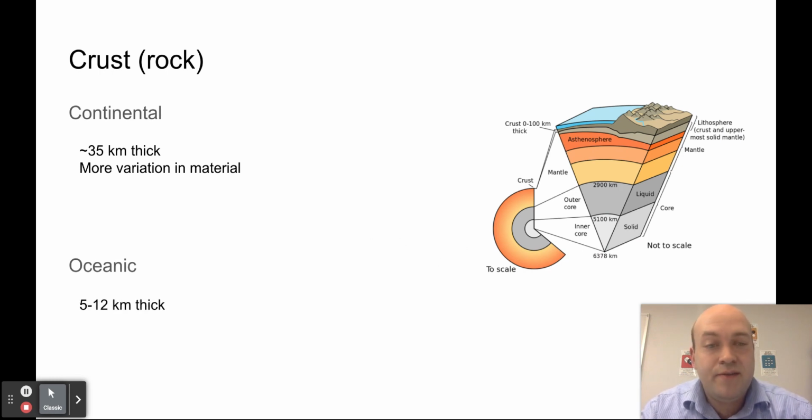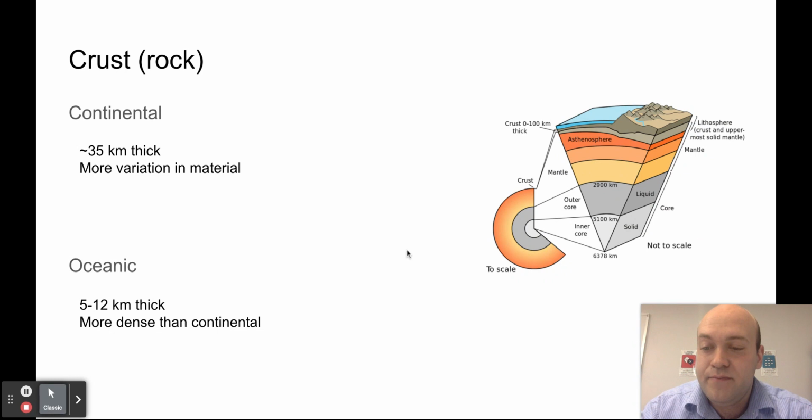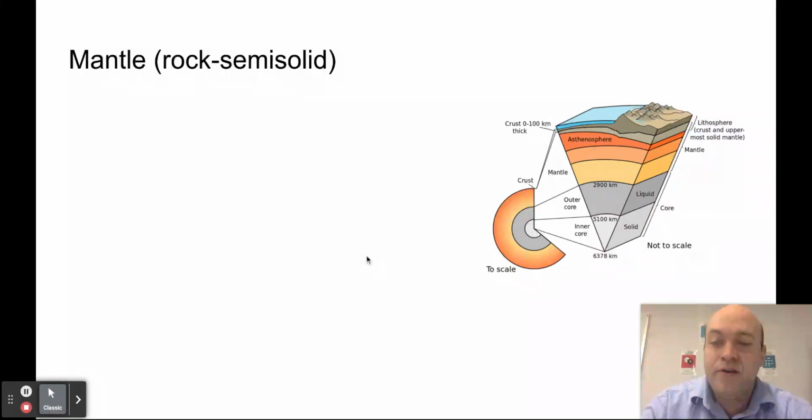The oceanic crust, like it sounds, is underneath the oceans, and it's between 5 and 12 kilometers thick on average. Again, there are way thicker spots and way thinner spots, but on average 5 to 12 kilometers. And it is more dense and less varied than the continental crust. There are fewer types of rock in the oceanic crust.